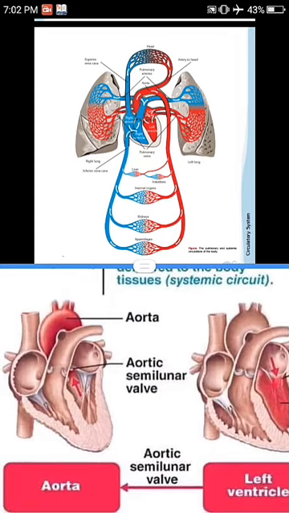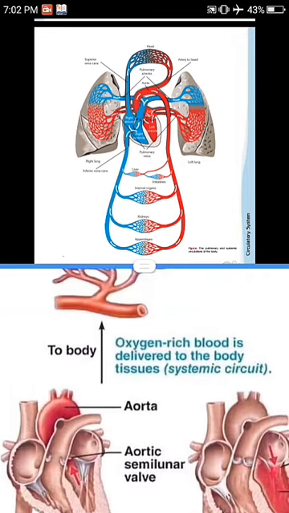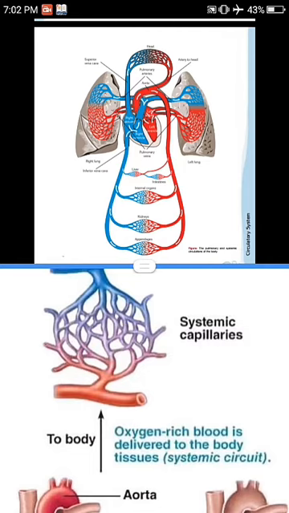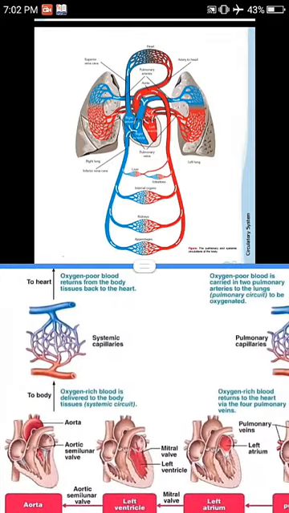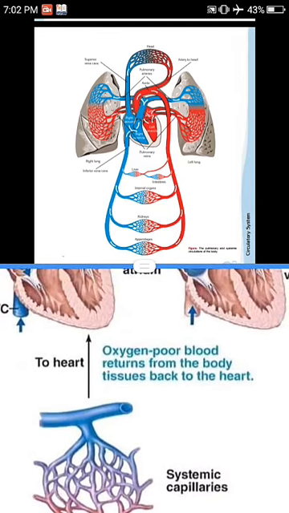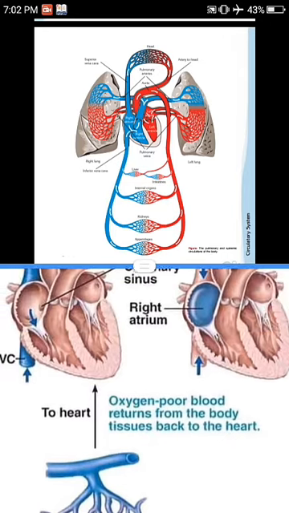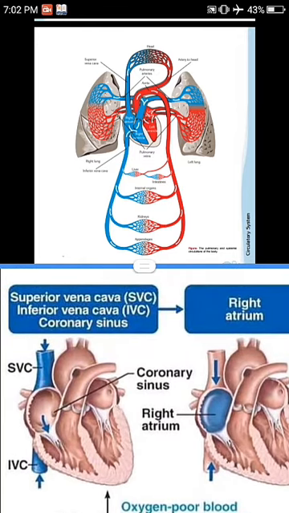The oxygenated blood is then delivered to the different tissues of the body, and it enters the whole body, and through the systemic capillaries the poorly oxygenated blood gets returned back to the heart, and the cycle continues that we have already discussed here.